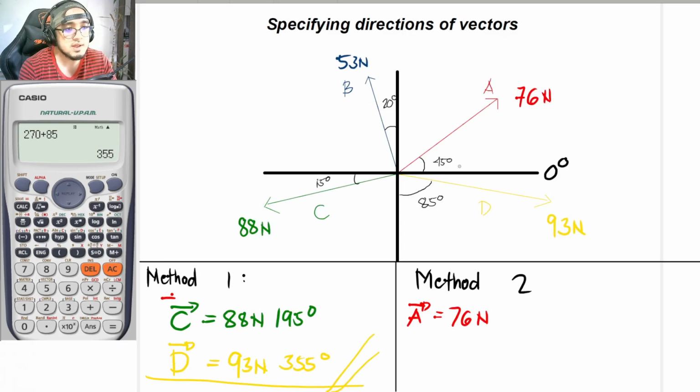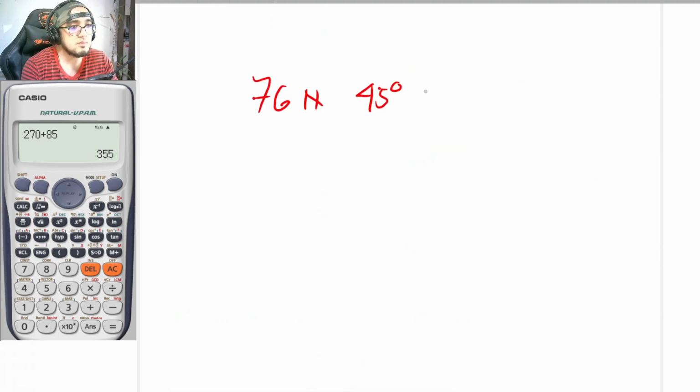45 degrees north of east. This is your north, this is your east, this is your south, and this is your west. So that is 45 degrees north of east.